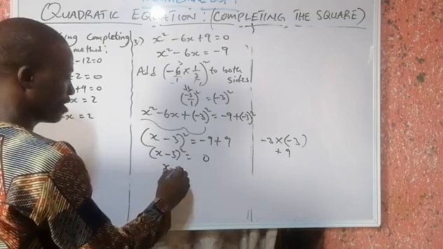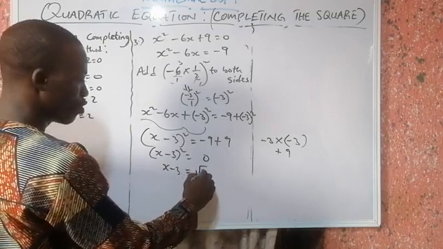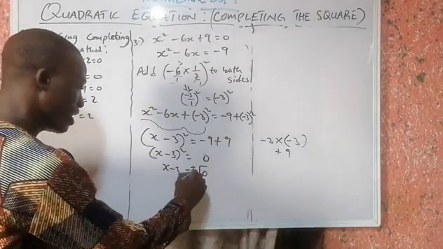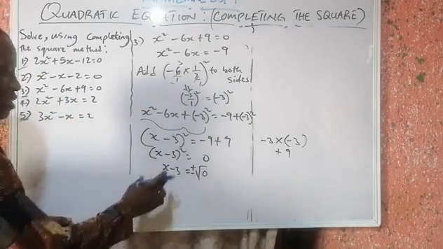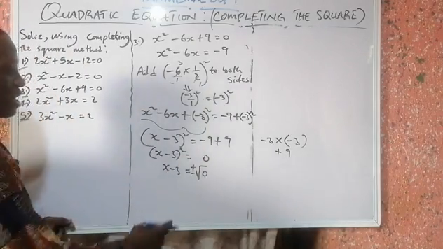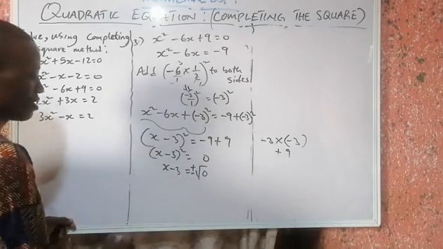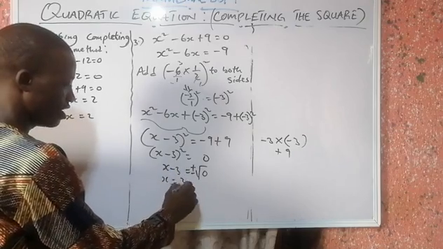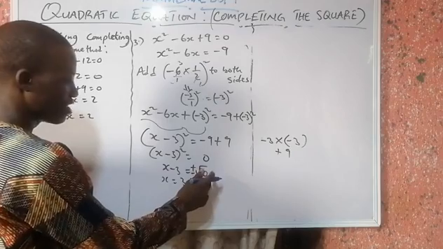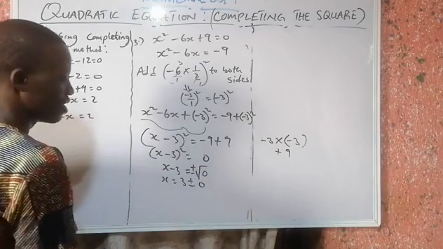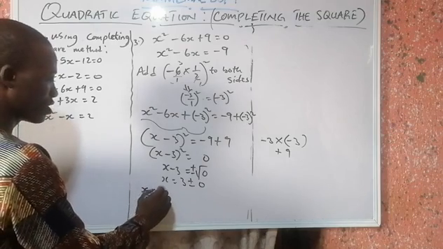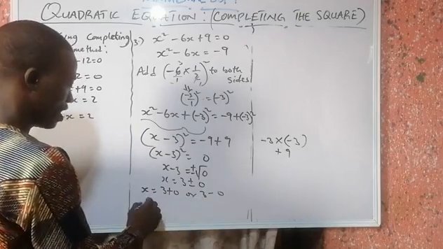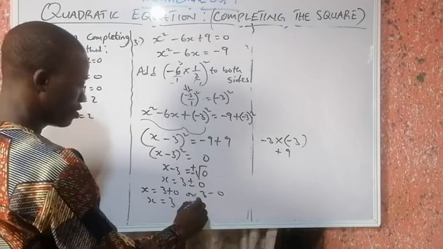And then x minus 3 will give me the square root of 0, plus or minus. Don't forget that, because I'm taking the square root of both sides. So that is why I have plus or minus root 0. And then x equals, moving minus 3 to this side, 3 plus or minus root 0. Root 0 will give me 0. That's x equals 3 plus 0 or 3 minus 0. x equals 3 or 3.